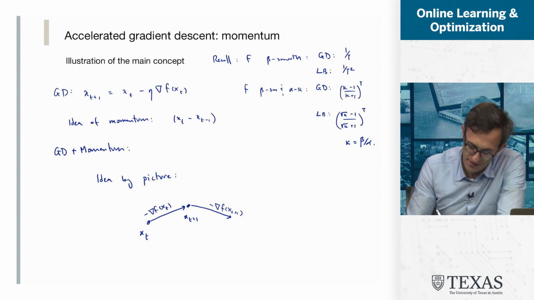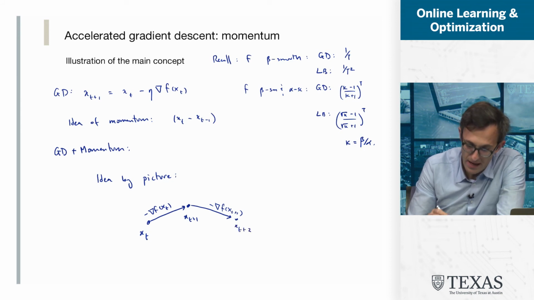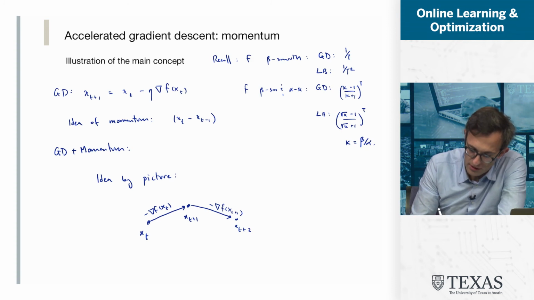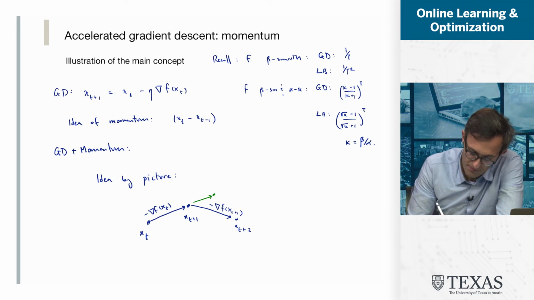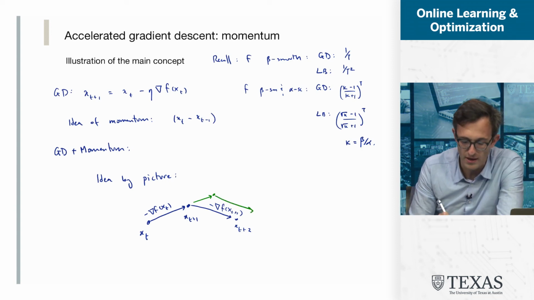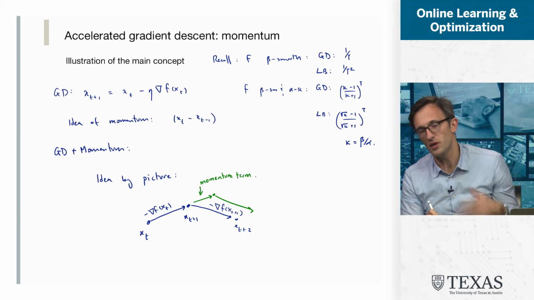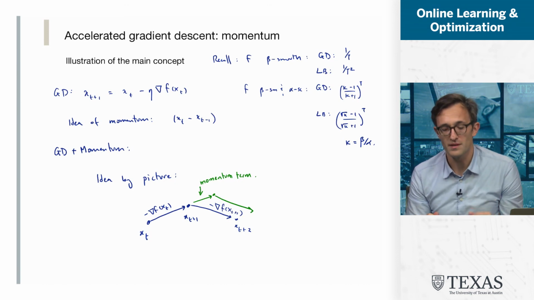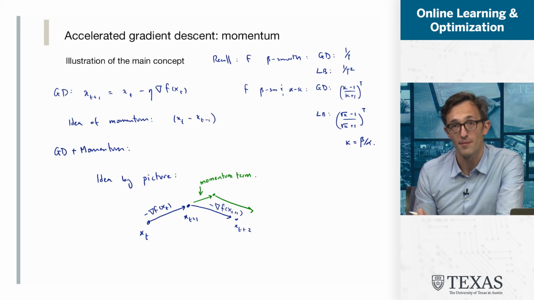But momentum is telling us that when we're going from xt to xt plus 1 to xt plus 2, actually what we should do is include some multiple of this difference. So this vector here is this difference between xt plus 1 and xt. So this is my added momentum term. Okay, so this is the concept. And we're going to see that actually this is critical, and it will allow us in both of these cases of f being beta smooth, and f being beta smooth and alpha strongly convex, to close this gap and match the lower bounds.